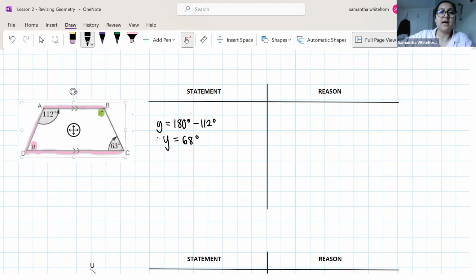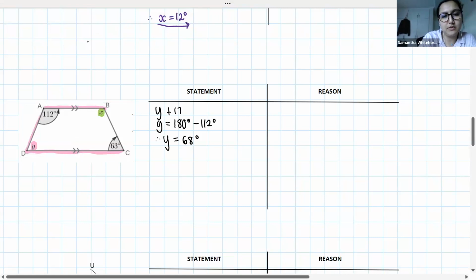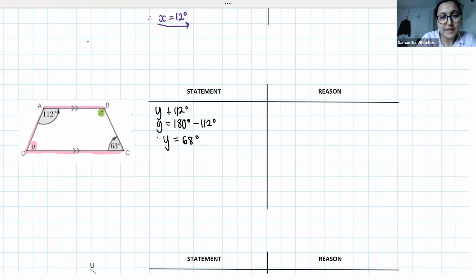Another way that you can set this up is you could have said Y plus 112 is equal to 180, and then you're just solving the equation. Either way, your reason is co-interior angles, and we have to put our parallel lines: AB parallel to CD. Okay, so Y is equal to 68 degrees.